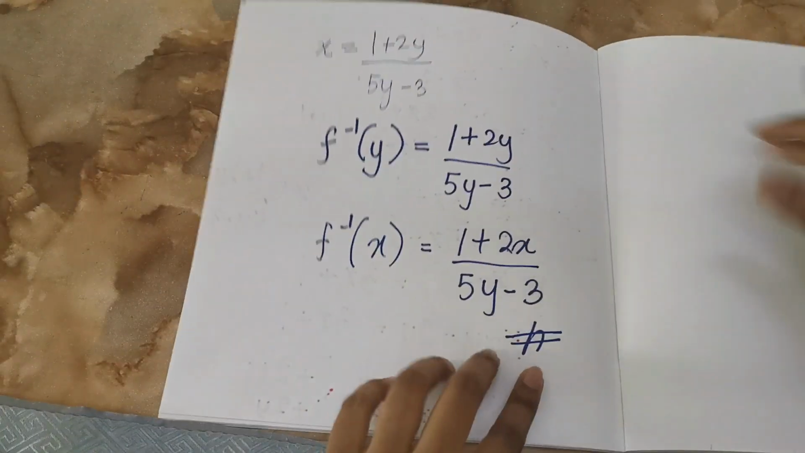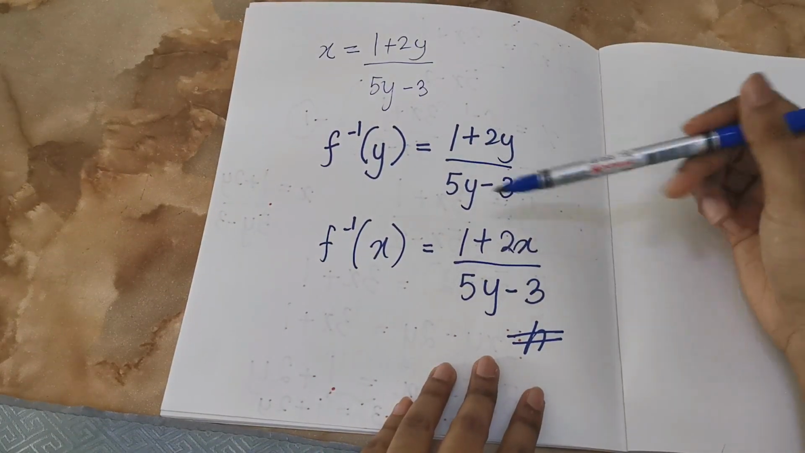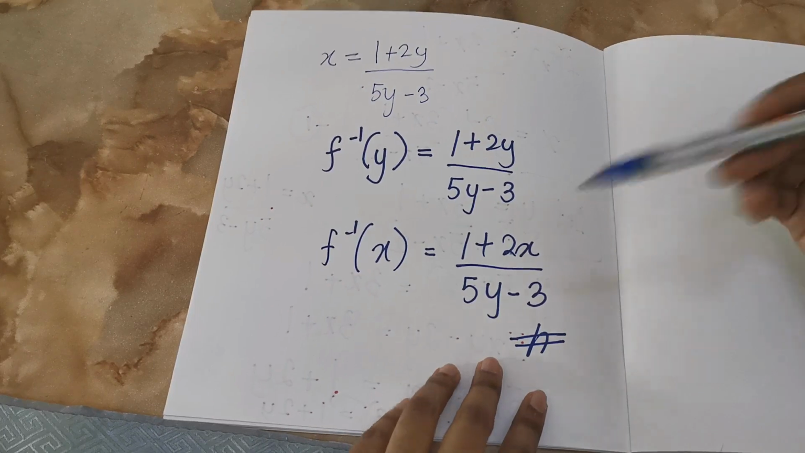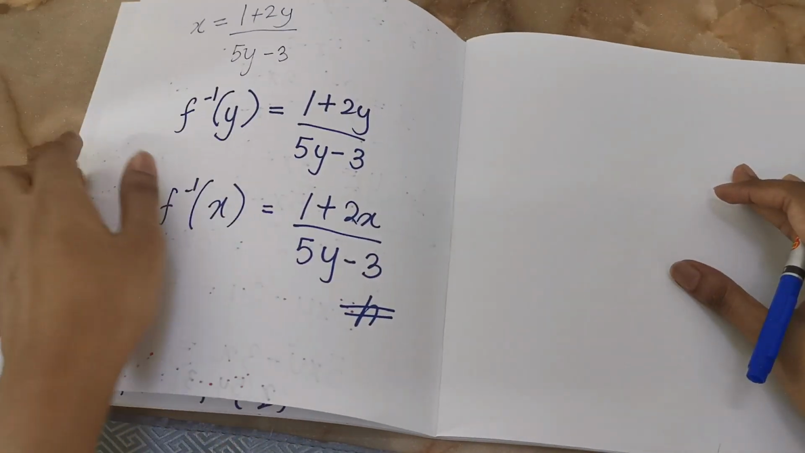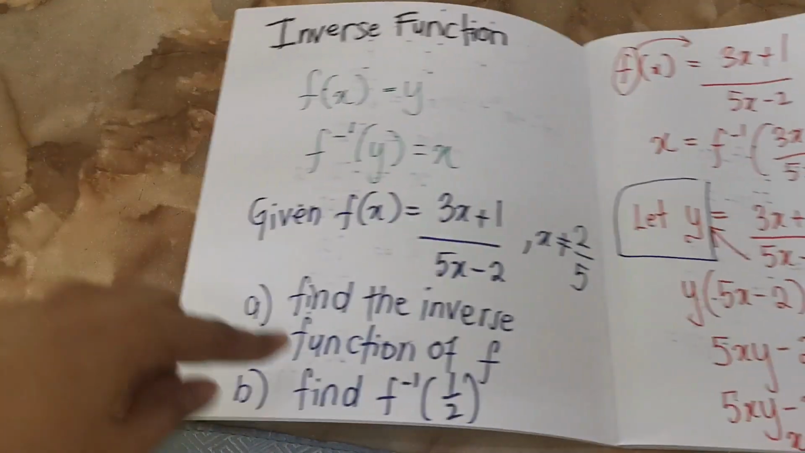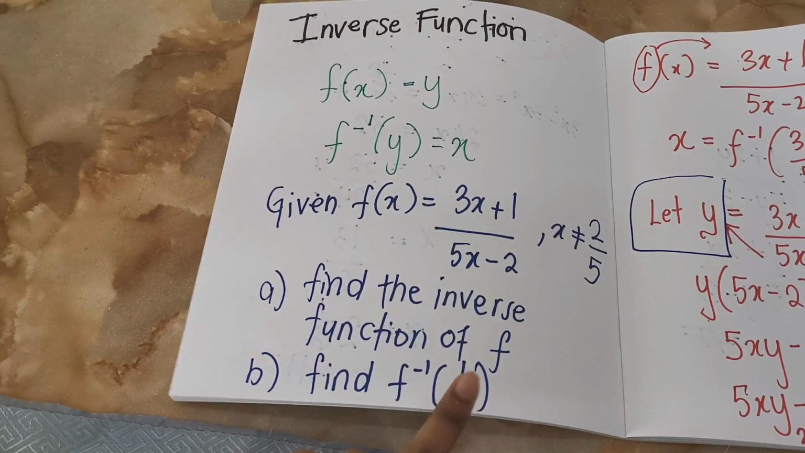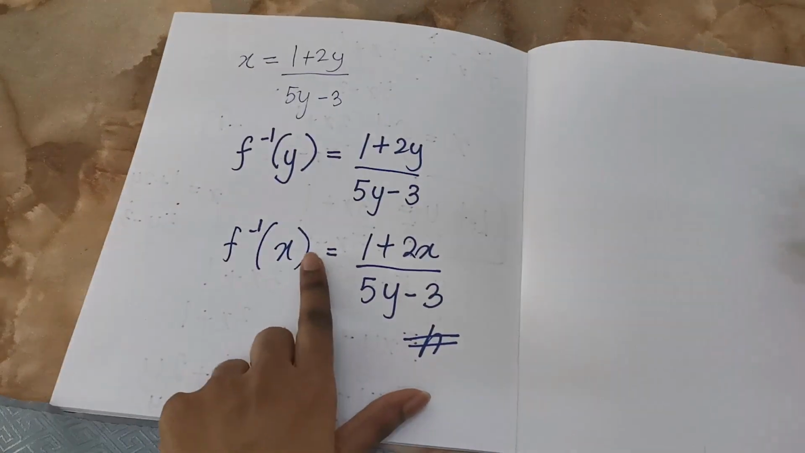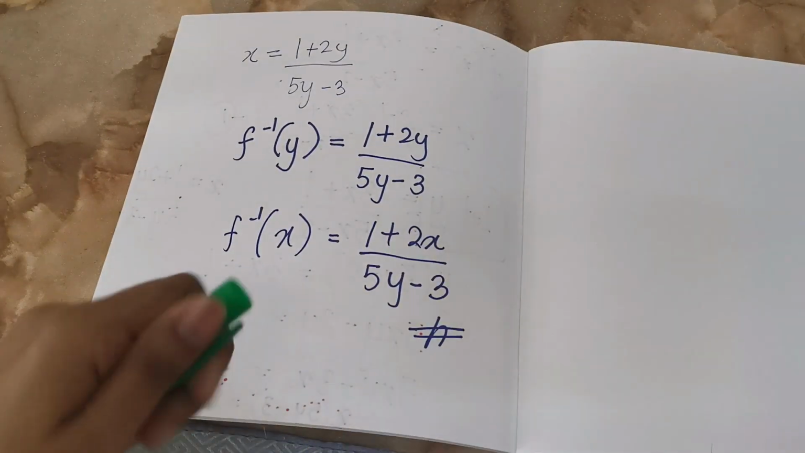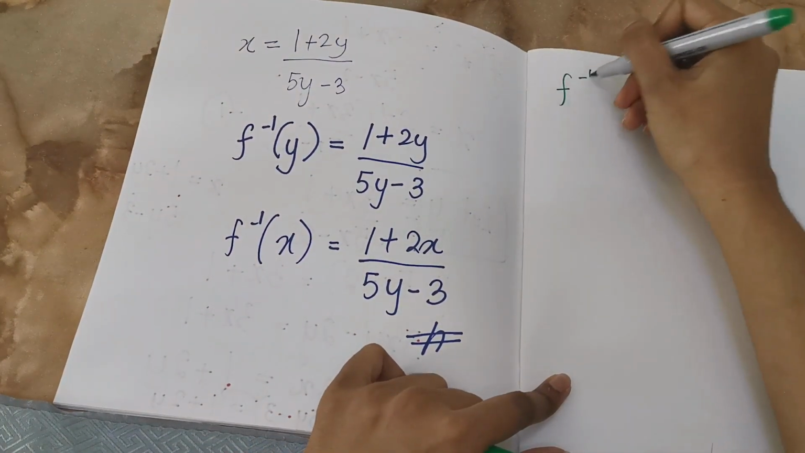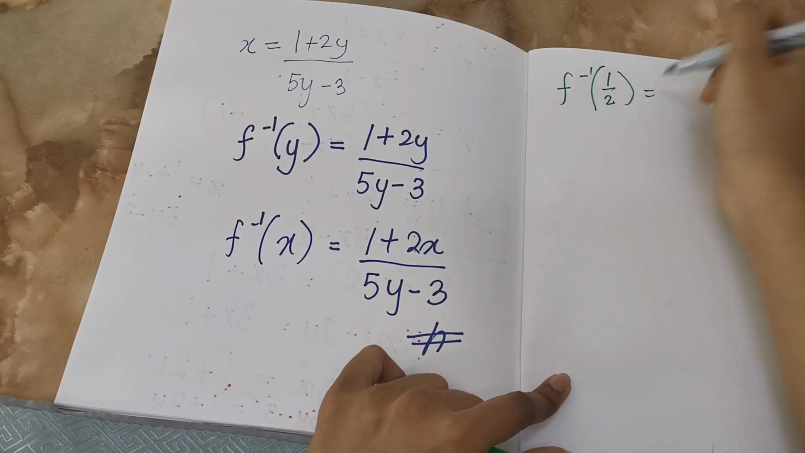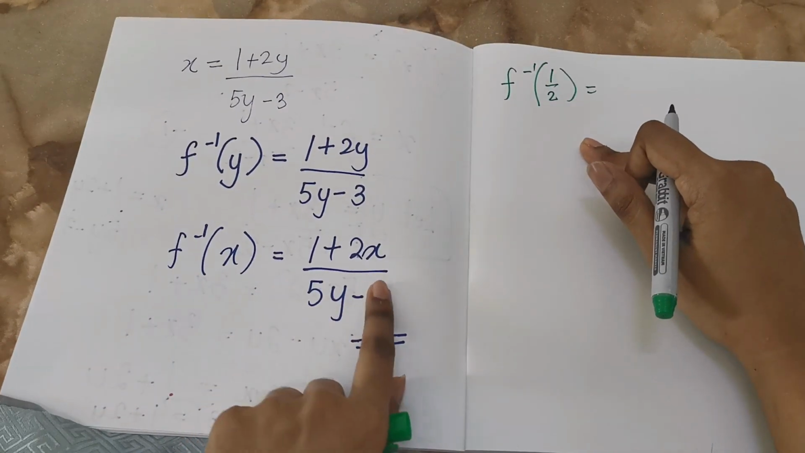Then you just replace it back inside the inverse. So now let's look at part B. Part B is find the inverse of function f1 with the value x equals 1 over 2. So we already have our inverse function here, so now we have to find the value at 1 over 2. So we just replace the value inside x.